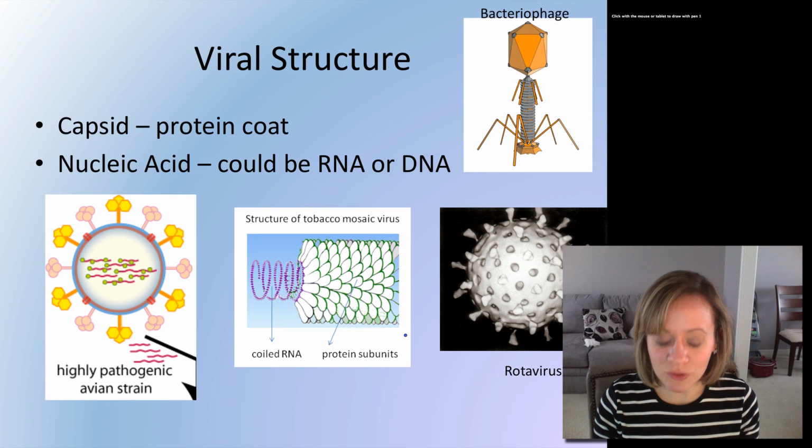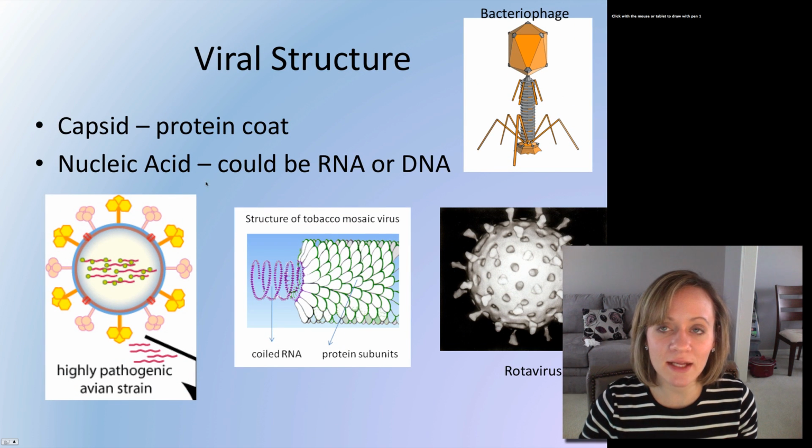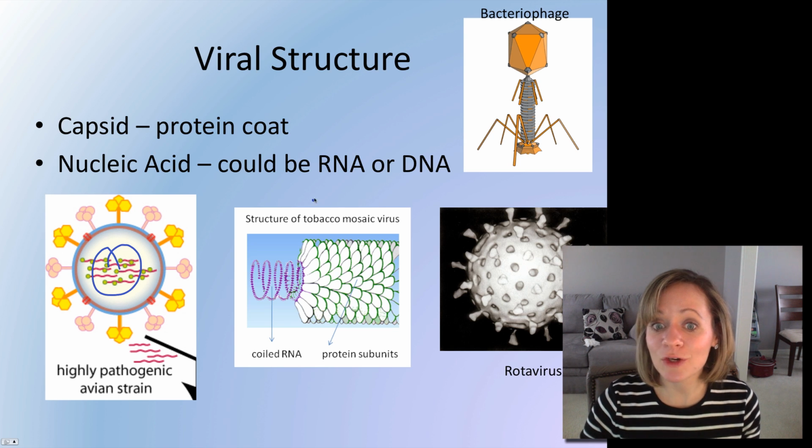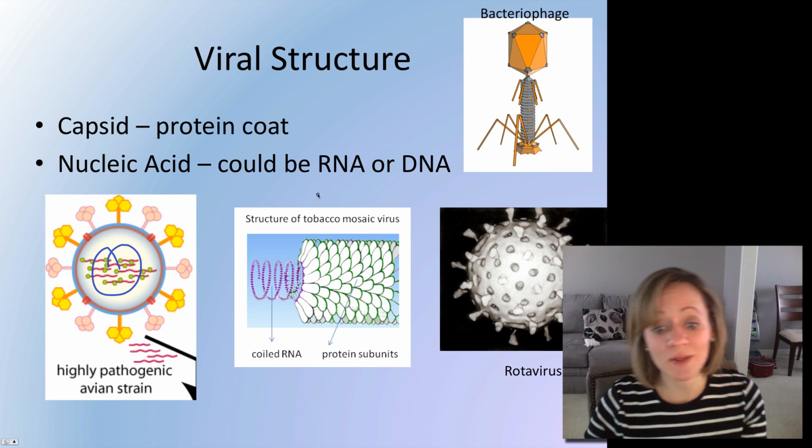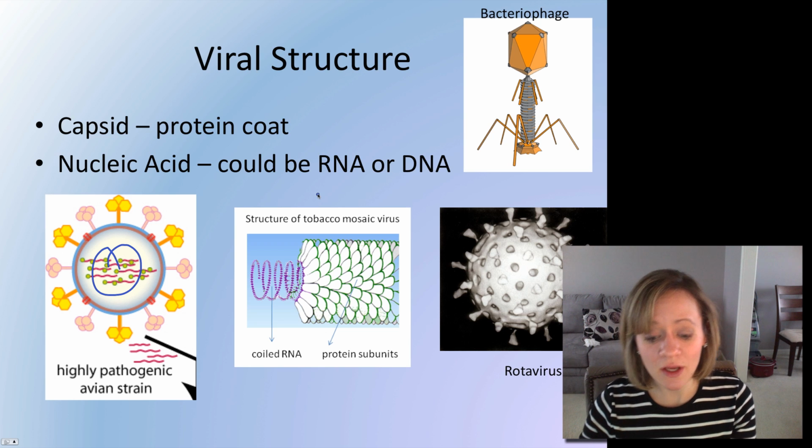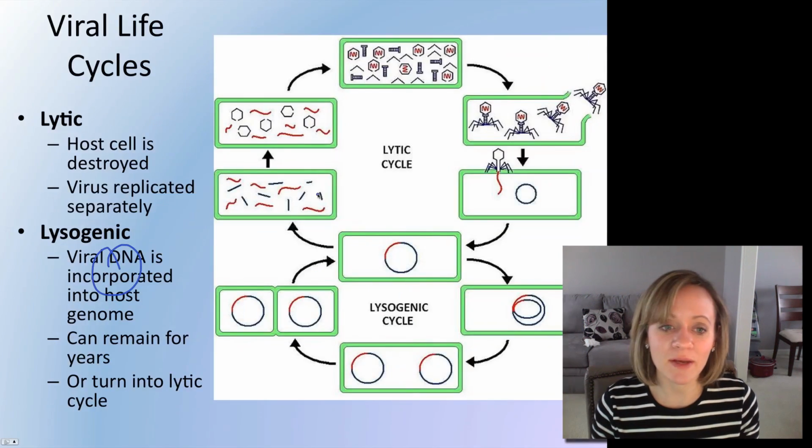Okay, simple viral structure. The capsid is the outside, and that's a protein coat. And then inside, you have your nucleic acid. Now, it could be RNA or it could be DNA. It could be single-stranded or it could be double-stranded. There's a lot of variety in viruses.